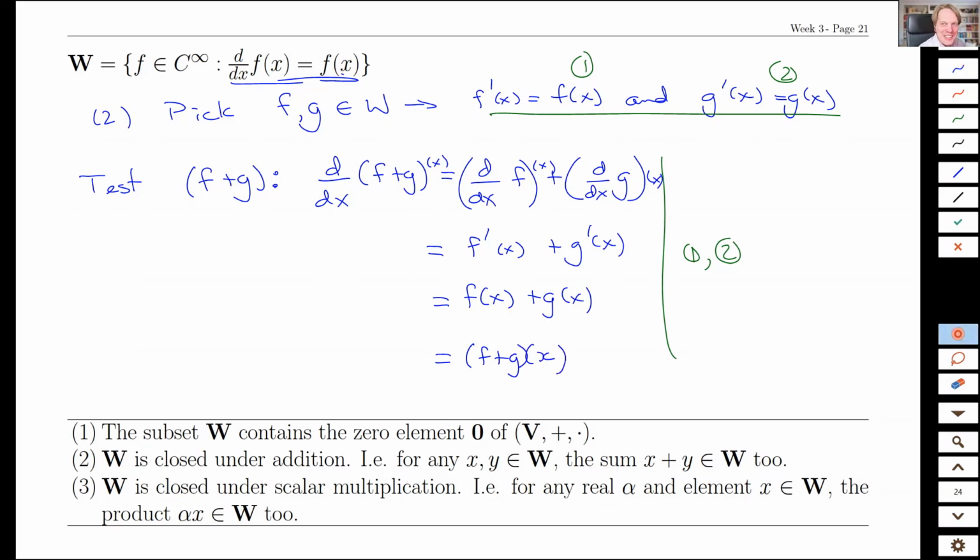Why did we do that? Why did we care? Because we said, let's take two elements from this set that satisfy the equal their own derivatives. And then we looked at their sum. We took the derivative of their sum, did a bunch of work, and we showed that, hey, the derivative of their sum is equal to the original sum as well. And that means that f plus g is also an element of W. And that means that W is closed under addition.